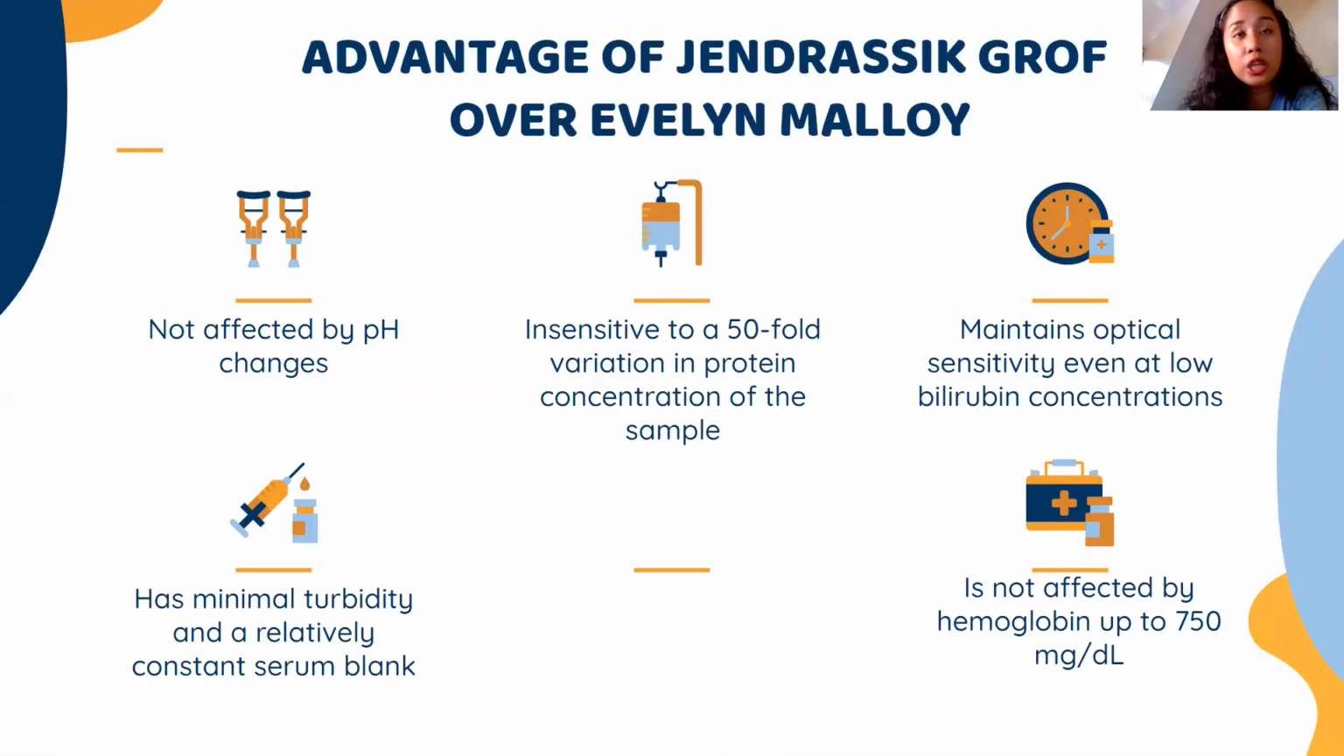Typically, Jendrassik-Grof is more commonly used in the laboratory because it has more advantages. It is not affected by pH change, because for Evelyn-Malloy the pH should be 1.2. It is insensitive to a 50-fold variation in protein concentration, so it's not affected by protein, unlike Evelyn-Malloy. It maintains optical sensitivity even at low bilirubin concentration. It has minimal turbidity and a relatively constant serum blank. And it is not affected by hemoglobin up to 750 milligrams per dL.